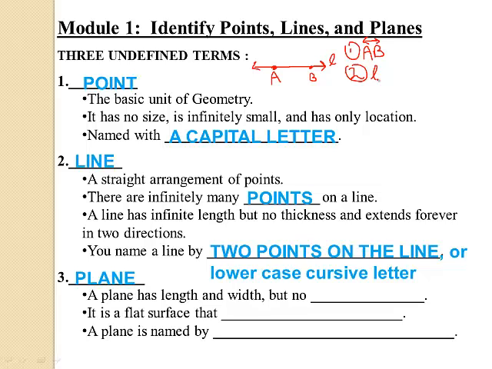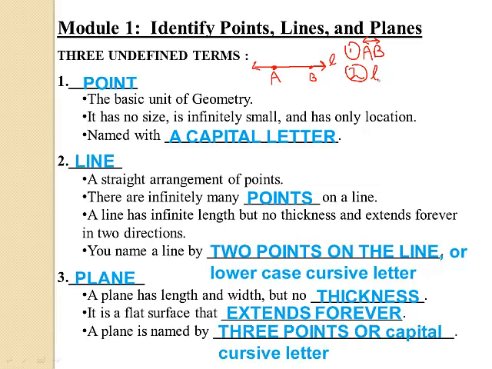A plane has length and width, but it has no thickness. It is going to be a flat surface, so think of a two-dimensional surface like a piece of paper or a desktop or a tabletop. It's going to be a flat surface that extends forever. And a plane is going to be named by either 3 points or a capital cursive letter.